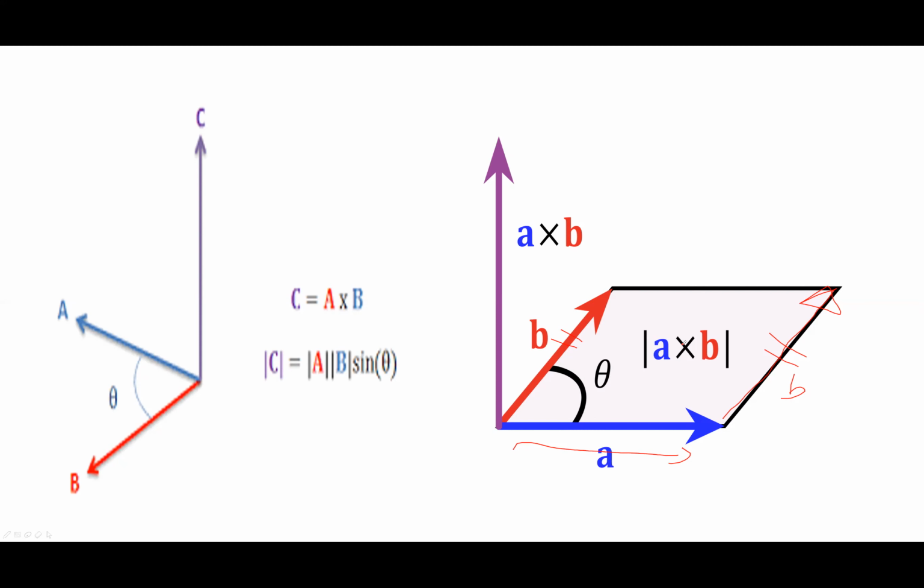Keep the forefinger in the direction of vector A and the middle finger in the direction of vector B. The thumb will give you the direction of the resultant vector.